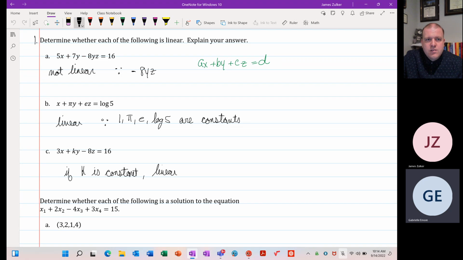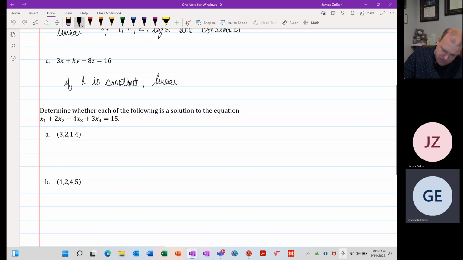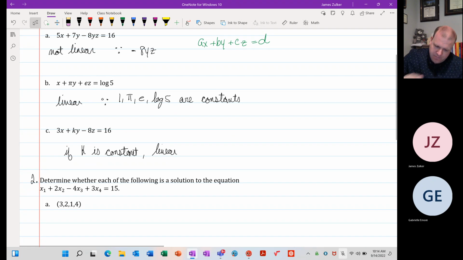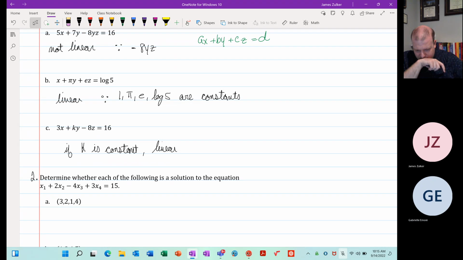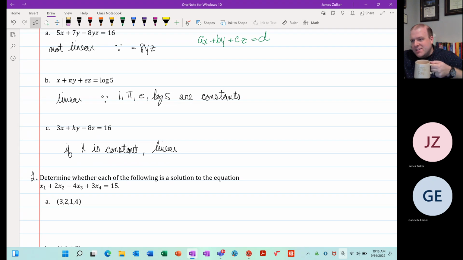I have a question. Yes. So for C, if it depends on if k is a constant, couldn't the same logic also apply to the first one? Like maybe if either y or z is constant, or I guess if z was a constant, wouldn't that make it linear? If z wound up being some constant value, then yes.